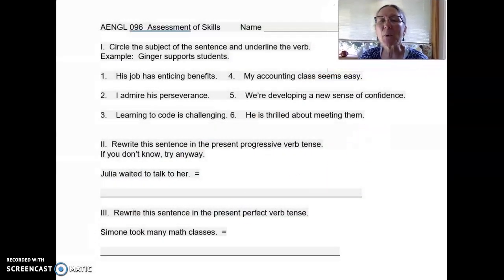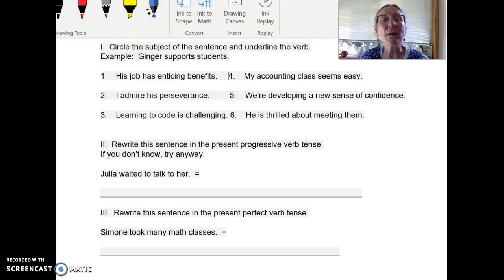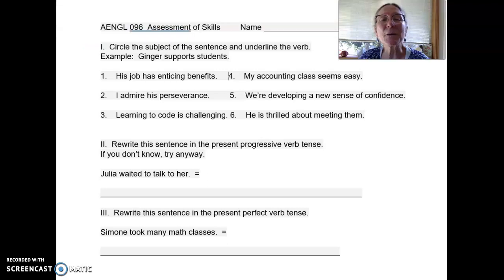Okay, let me put myself in the corner. And the first part asks you to circle the subject of the sentence and underline the verb. And here's the example. So I'm going to try to draw. Let's see if I can make this work. I'll just do this.